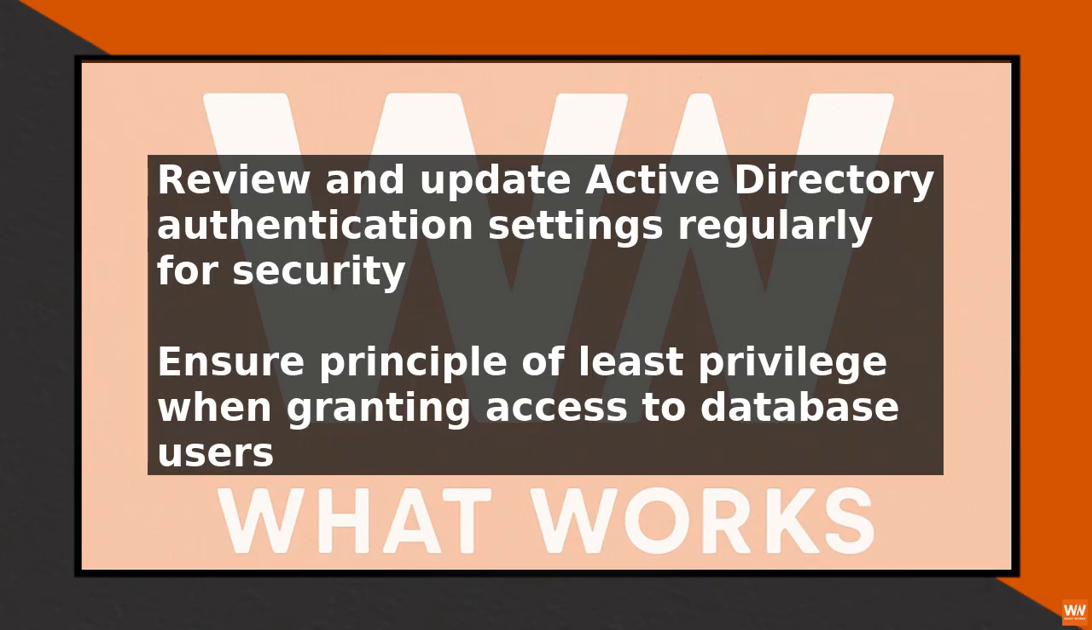In summary, viewing Azure SQL Active Directory authentication involves navigating to your Azure SQL database in the Azure portal, selecting the Security option, and then choosing Active Directory Admin to view and configure authentication settings. By following these steps and best practices, you can ensure that your Azure SQL database is secure and that only authorized users have access to it.